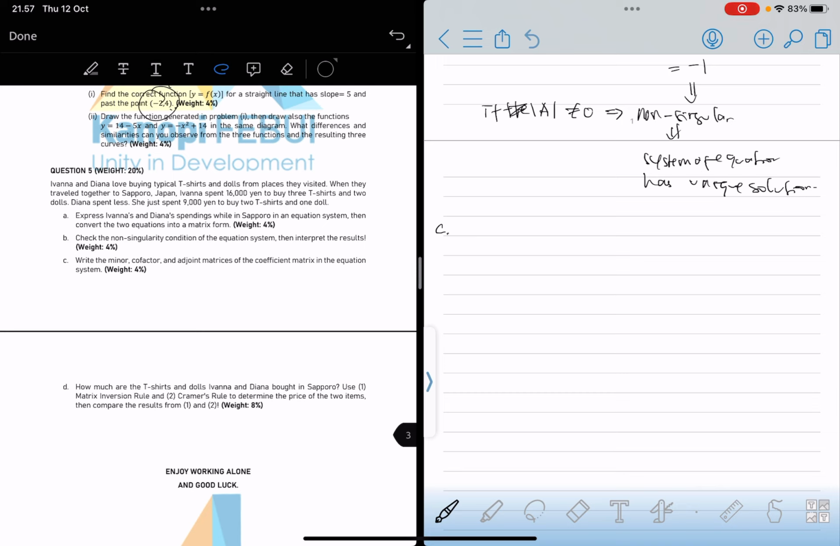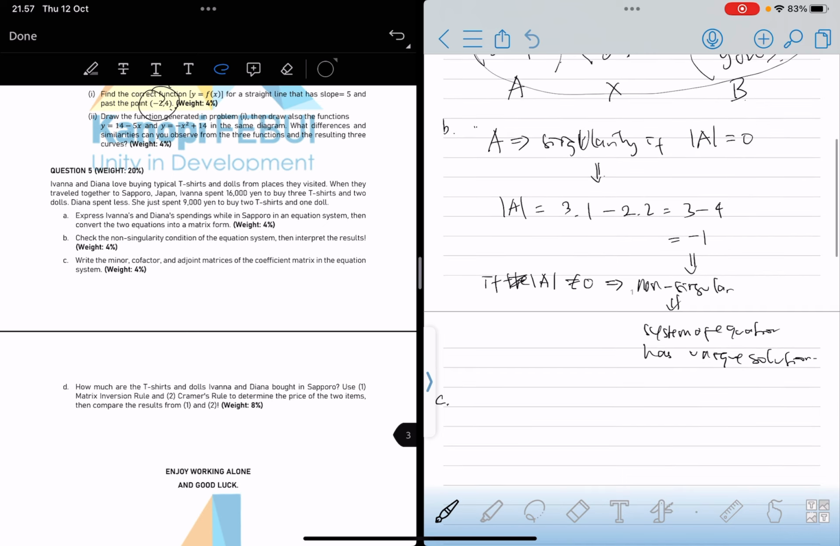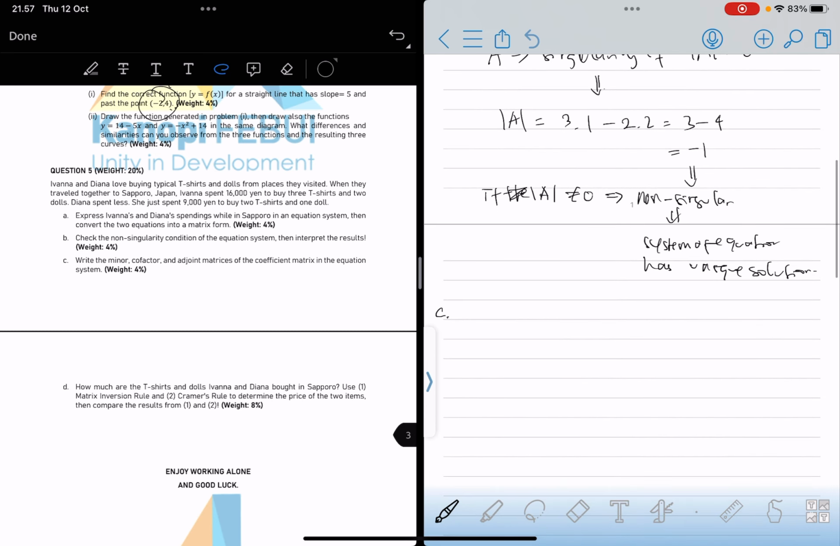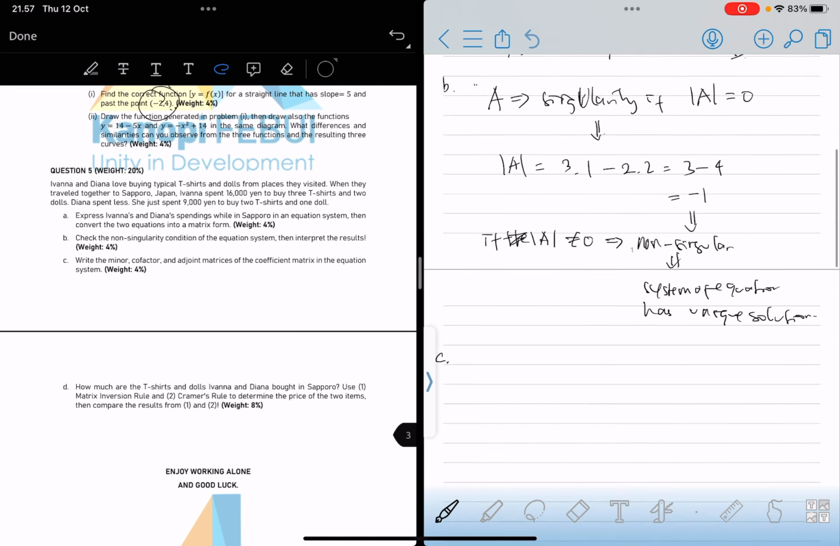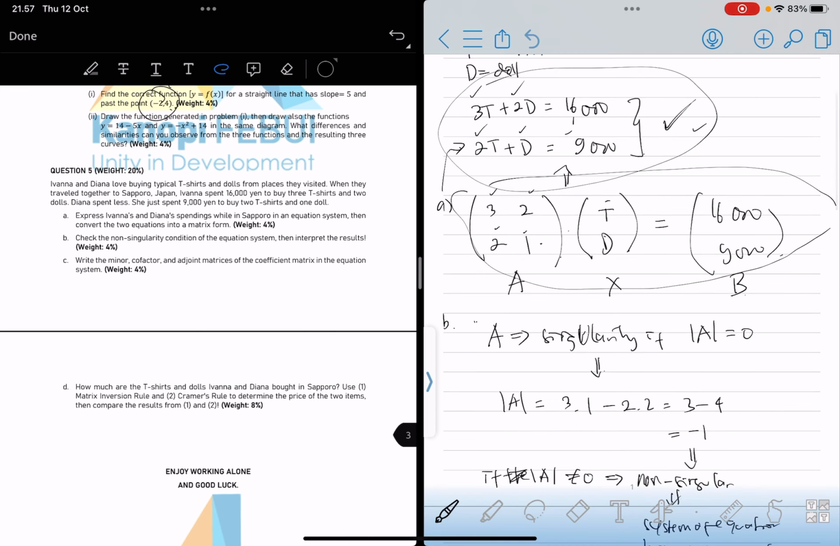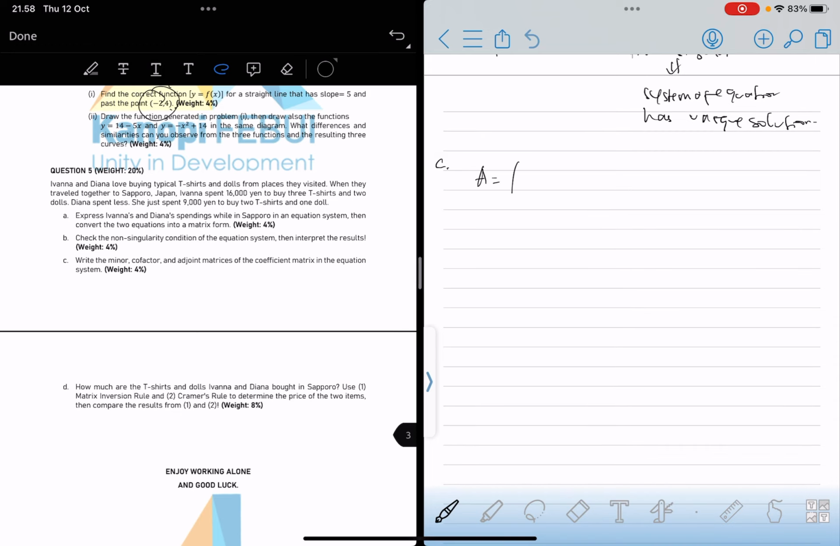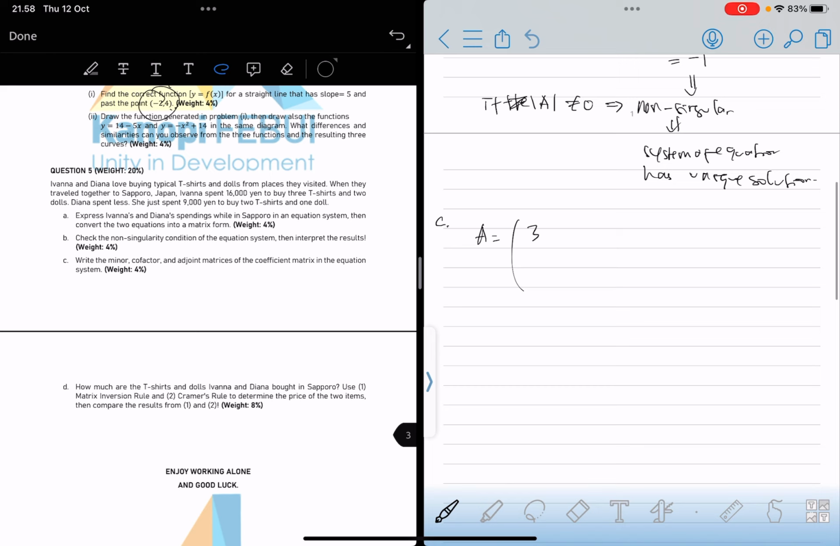Then for question C, write the minor, cofactor, and adjoint matrix of the coefficient matrix in the equation system. So what is the minor? We can find the minor matrix by eliminating a row and a column. How to do this? For example, if A is [3, 2; 2, 1], yeah.